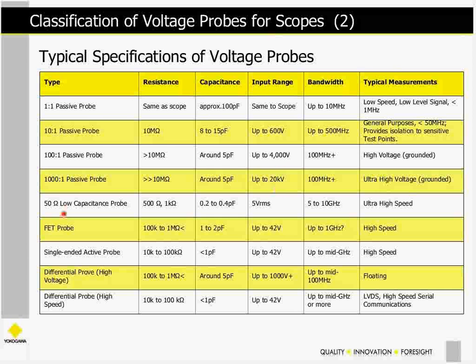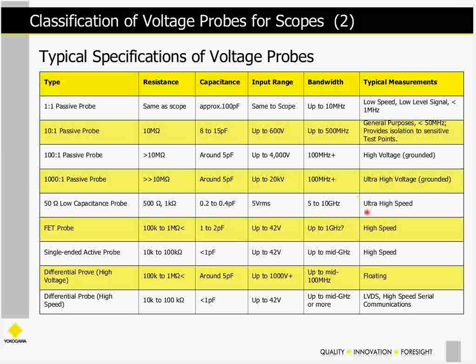And a 50 ohm low capacitance probe. This is a very, very specialized probe. I'm going to show you a schematic of it. It has a very low input resistance, so you really want to watch that. It has an extremely low input capacitance. That's a very good thing. And as a result, it can go to very high bandwidth. We sell one that goes to around 6 gigahertz or higher if you take precautions with it. This is for high-speed measurements.